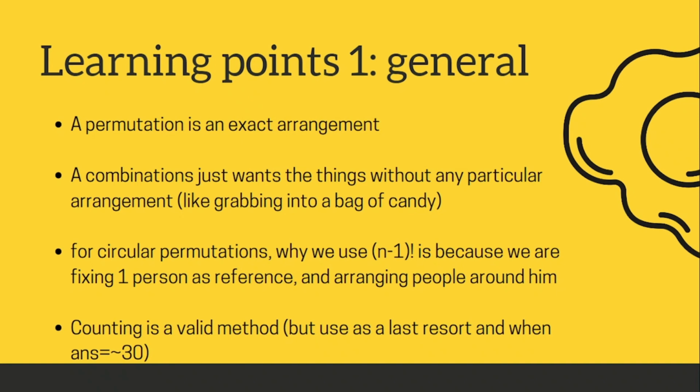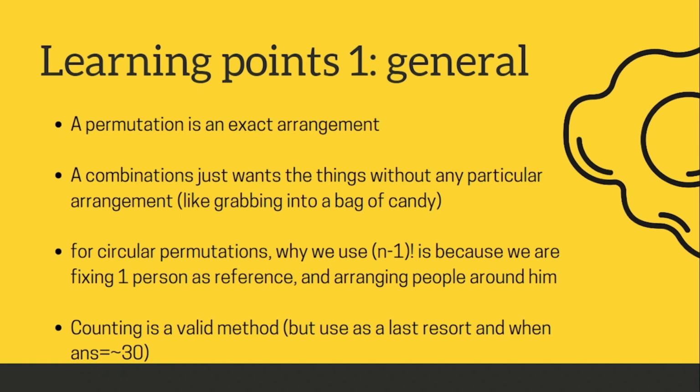So there are 3 solution points I have. A permutation will be an exact arrangement, but a combination is just choosing what numbers or what set you want. It doesn't consider exactly where it's specifically arranged. A combination just wants things without any particular arrangement, like grabbing into a random bag of candy and just taking everything out. You don't order and count which is the first candy you got.